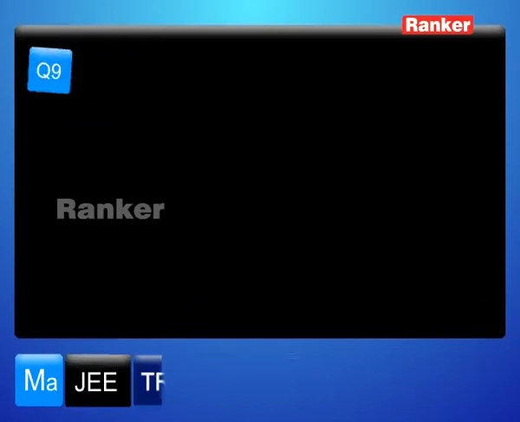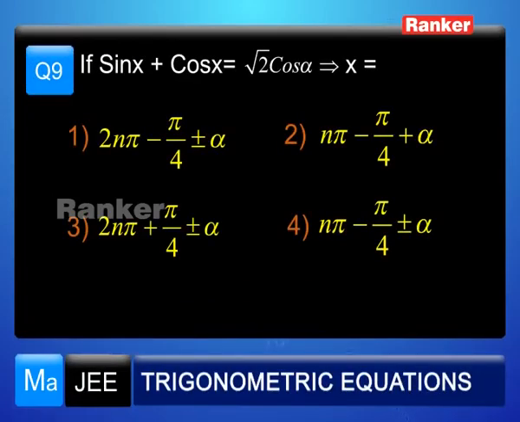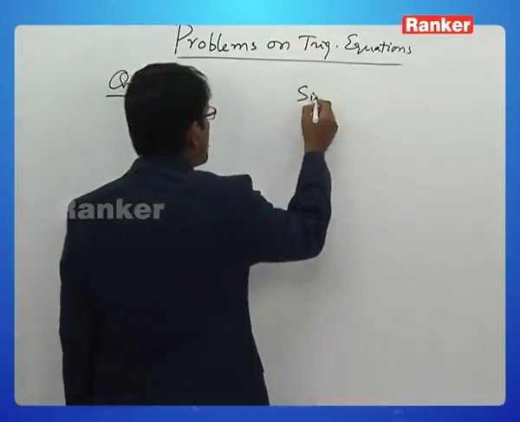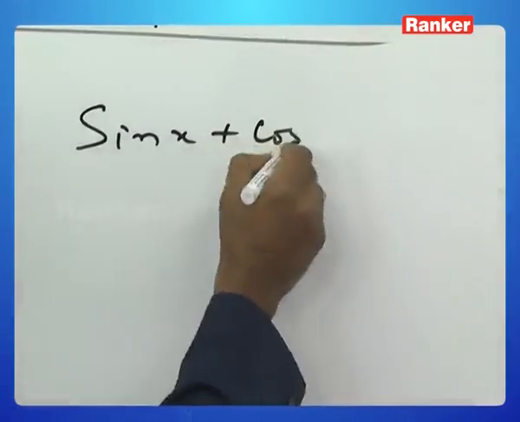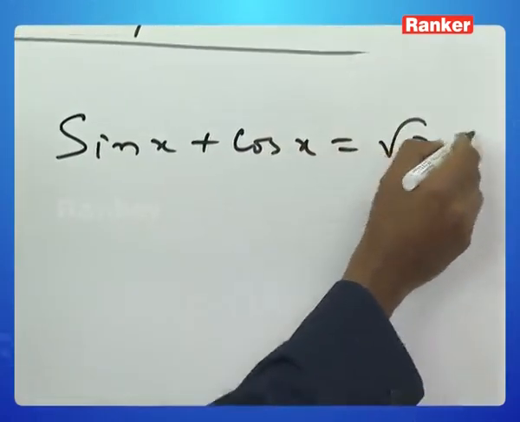Question 9. If sin x plus cos x is equal to root 2 cos alpha, then x is equal to what? 2n pi minus pi by 4 plus or minus alpha, n pi minus pi by 4 plus alpha, 2n pi plus pi by 4 plus or minus alpha. Fourth option, n pi minus pi by 4 plus or minus alpha. We are given sin x plus cos x to be equal to root 2 cos alpha.